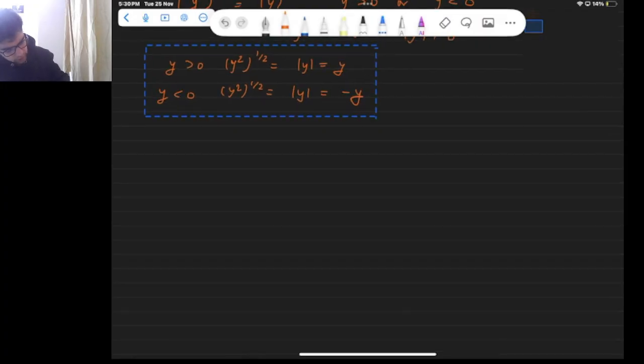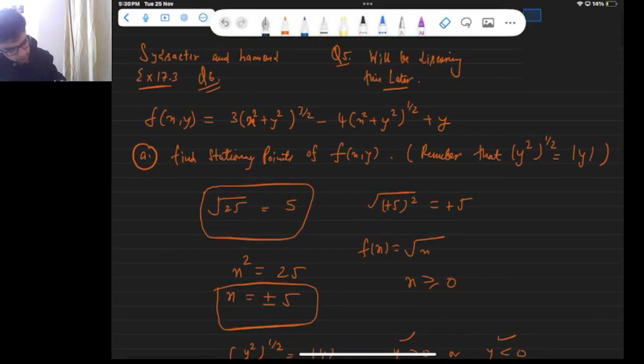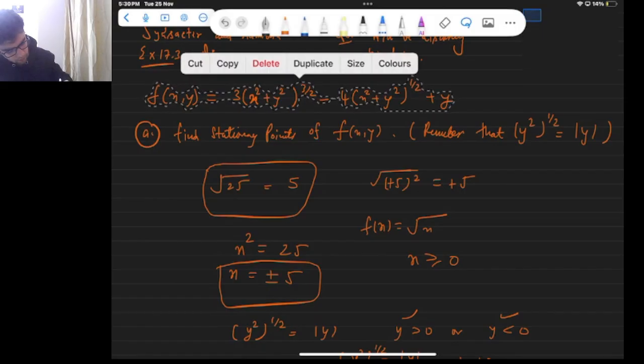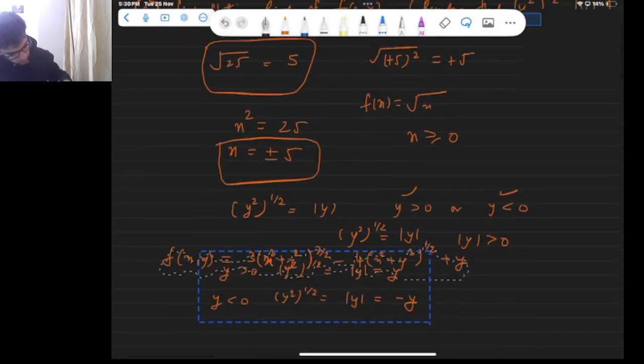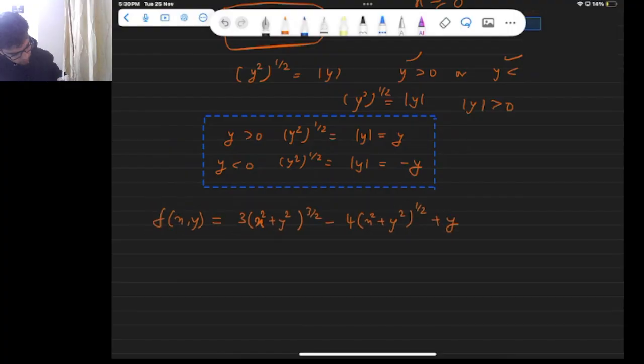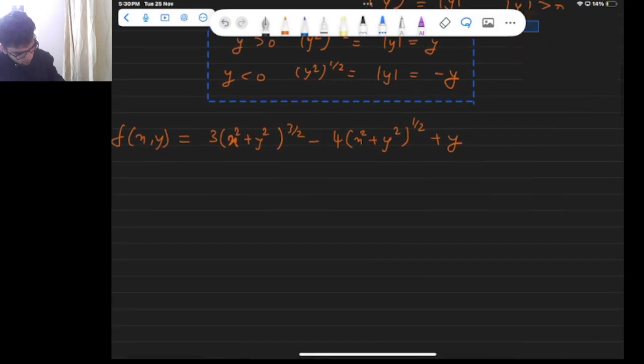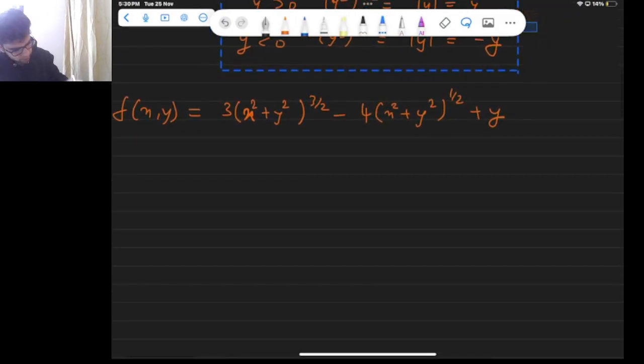Now we'll be solving for the stationary points. So the function given to us was f(x, y). The function given to us was this. So let's just find the stationary points now. We'll be treating y as a constant. Why? Because we are finding the partial derivative with respect to x.